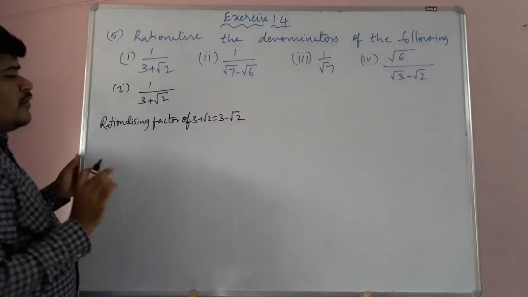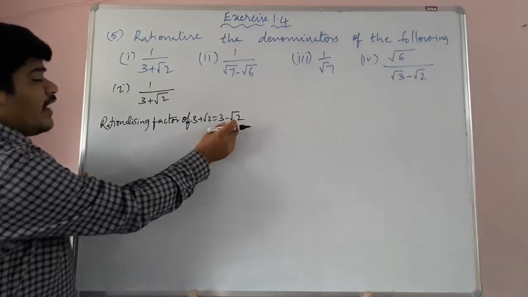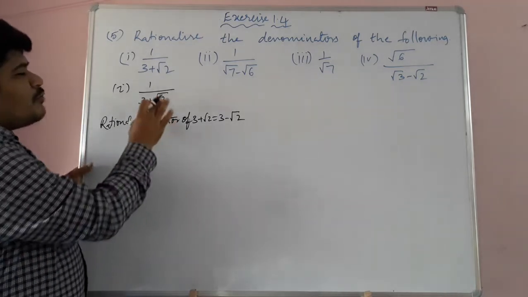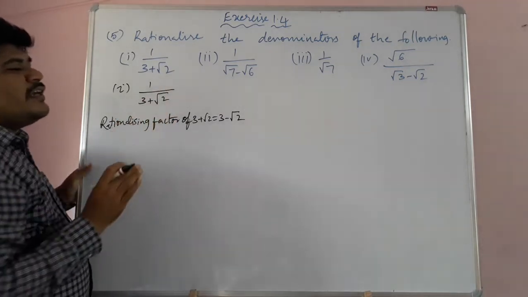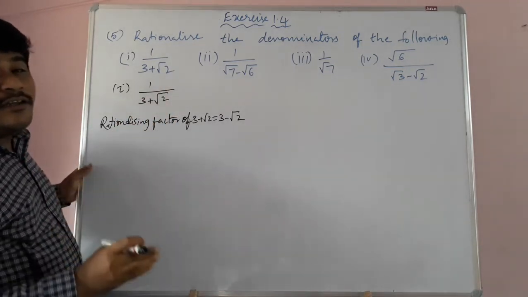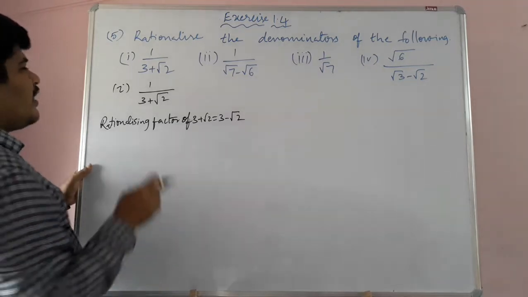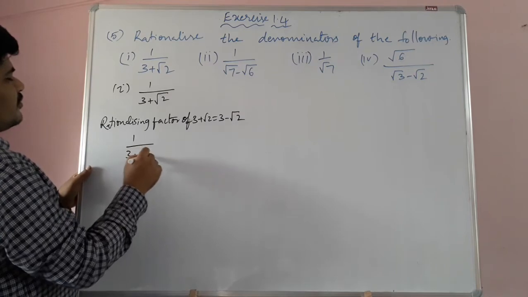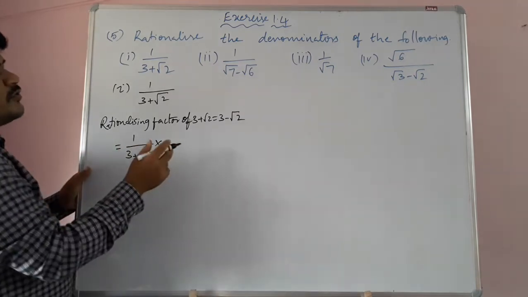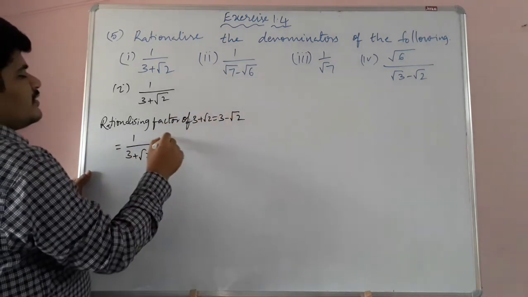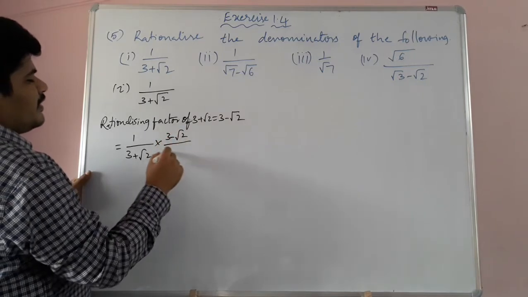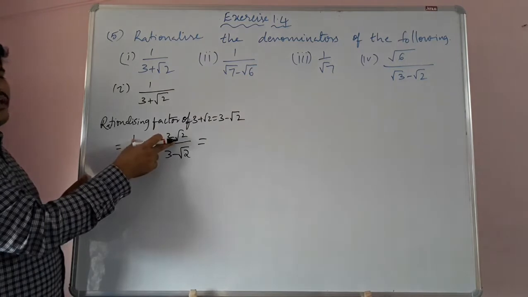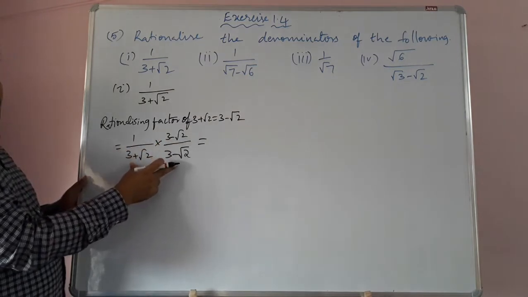That's it. Now students, with this we have to multiply and divide. So simply we have to multiply 1 by 3 plus root 2 with 3 minus root 2 by 3 minus root 2. Okay, so 1 by 3 plus root 2 into 3 minus root 2 by 3 minus root 2.